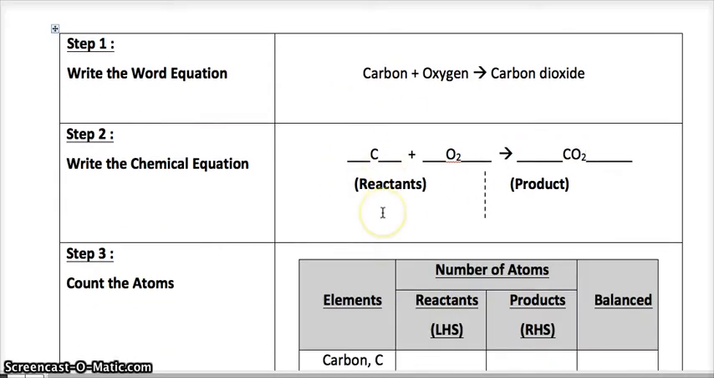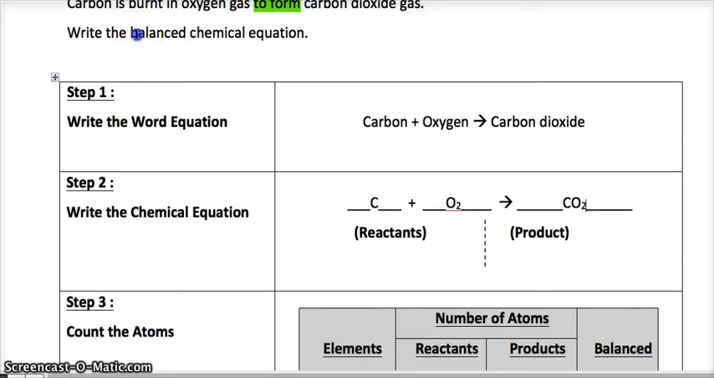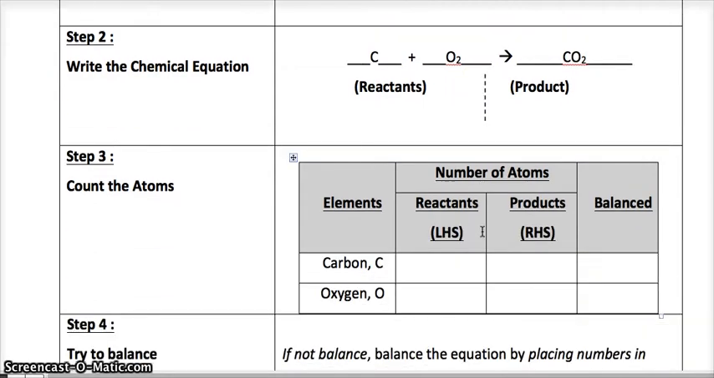Now, it's not enough to simply write down the chemical formula, because essentially we want to obtain a balanced chemical equation. So you need to make sure that your equation is balanced. And how do you do it? Step 3, you can actually briefly draw a table, and then you count the number of atoms on the left hand side and the right hand side.